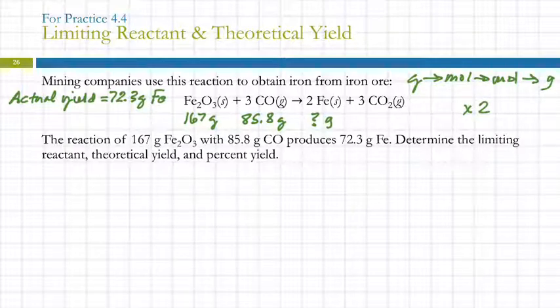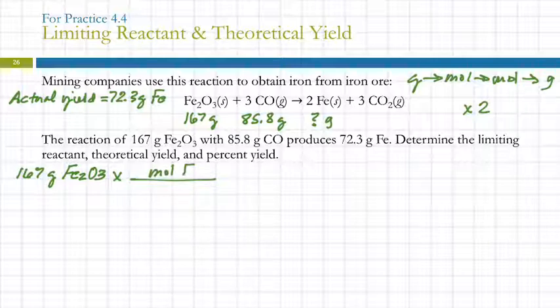So I like to start with the first one, 167 grams of Fe2O3. And what's next? Moles of Fe2O3, grams to moles, and then moles of Fe. Because that's what I'm trying to find.